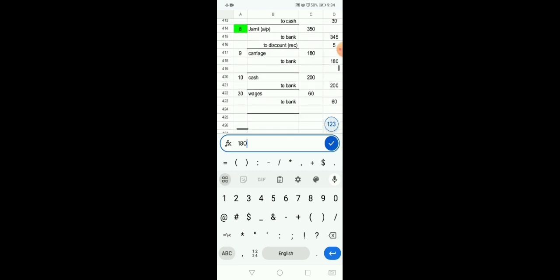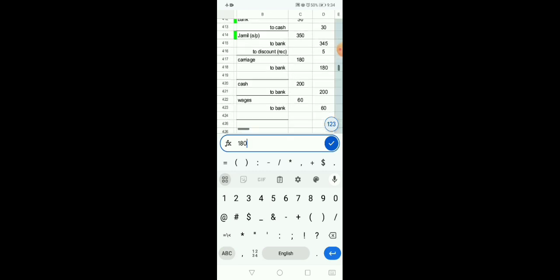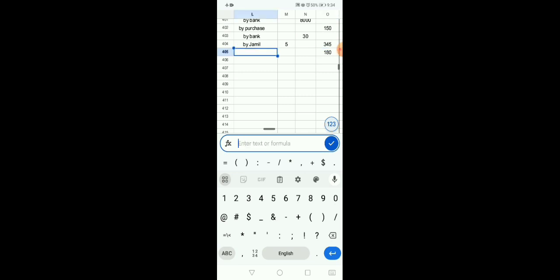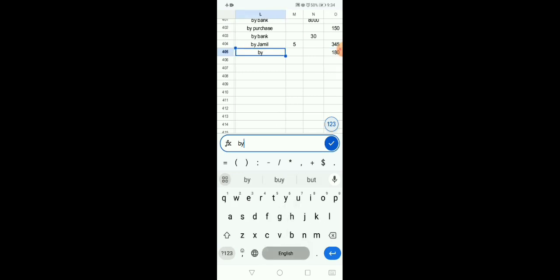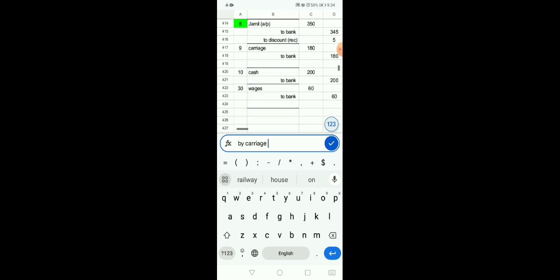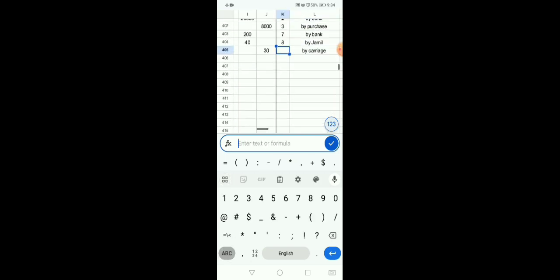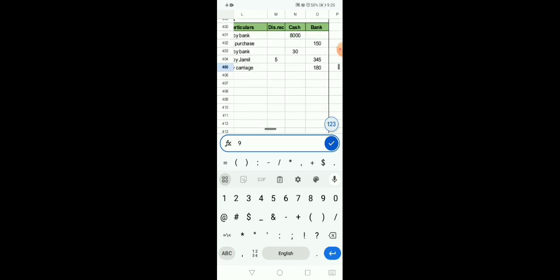Go to the credit side of bank and write down 180 over here. And now see its reference, what is written on the opposite side, that is carriage. So write down by carriage over here. See its date, that is 9. Put 9 over here. All right.